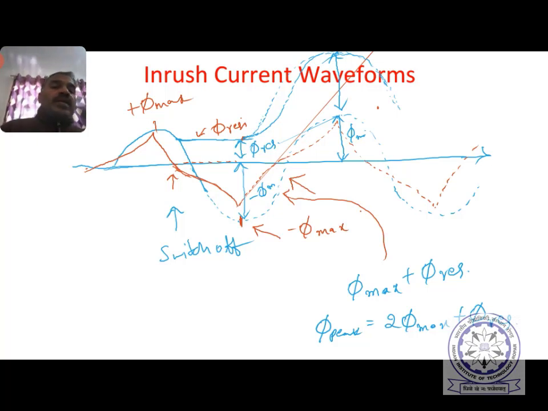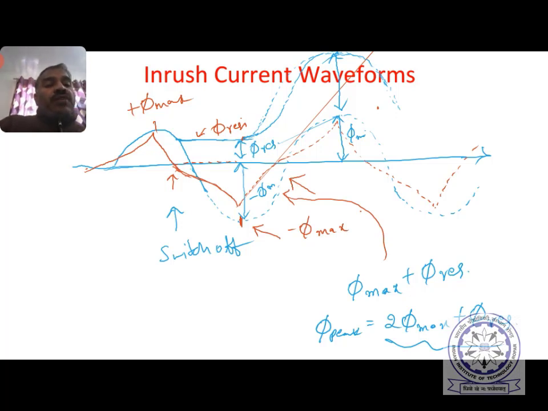If it did not decay, of course, there will be some reduction in the flux due to losses in the magnetizing portion, hysteresis, eddy current, etc., and some winding losses. But suppose it does not decay much, it is almost this much only. The reduction in one cycle is almost negligible. So 2 phi max plus phi residual is the peak flux. Now you can imagine how much the inrush current will be.